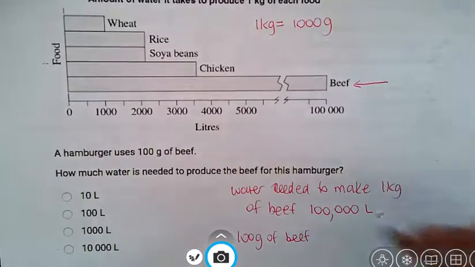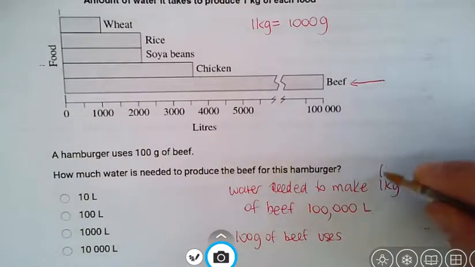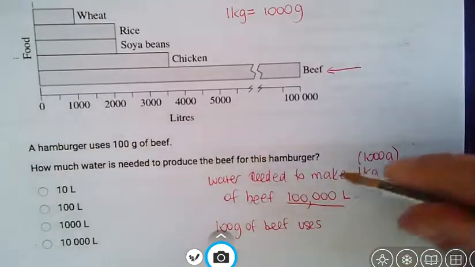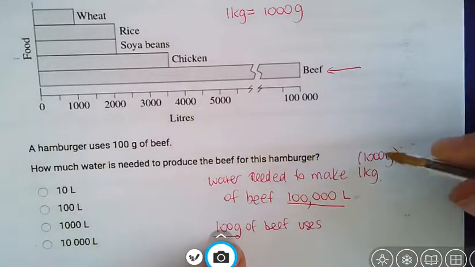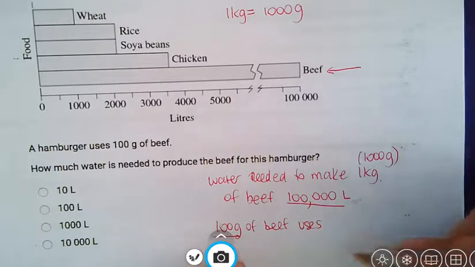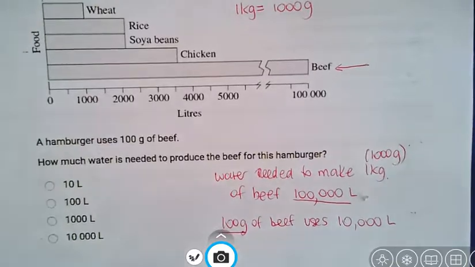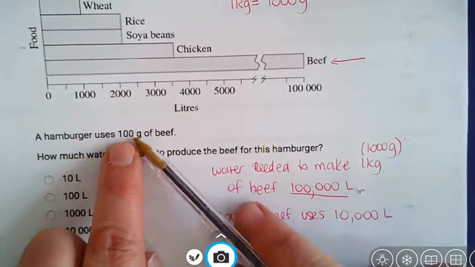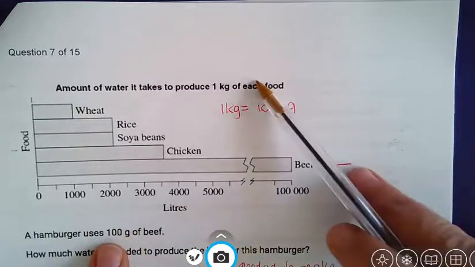How many zeros are you going to drop off? 1. Because this is for a kilo, or 1,000 grams. That's how much water you need to make a kilo of beef. You are now making just 100 grams, so it's 1 less zero than that. So it'll use 10,000 litres. Okay? Because 10 of these burgers makes 1 kilo. Like 100 times 10 is 1,000. All right?